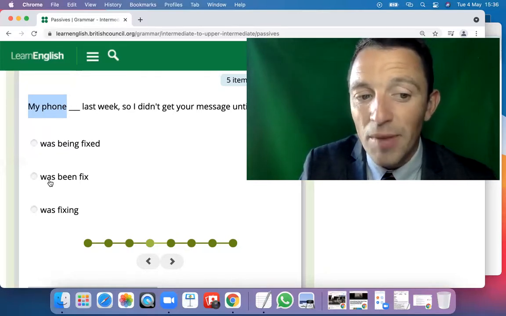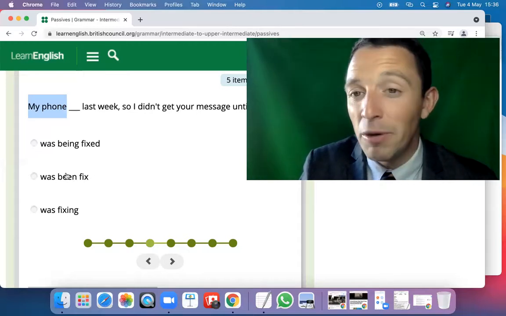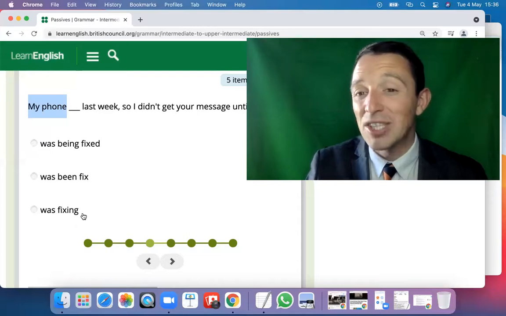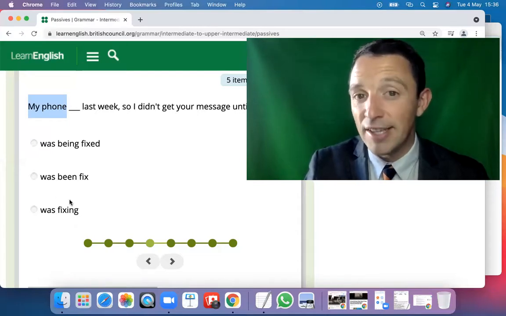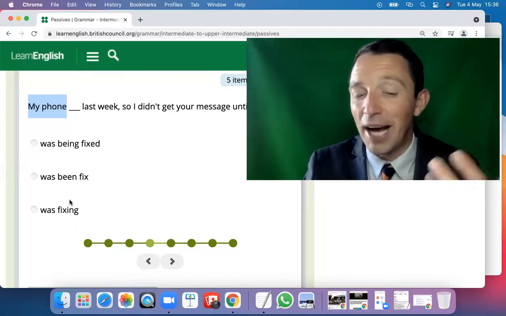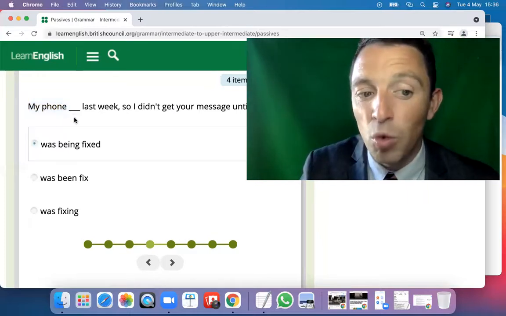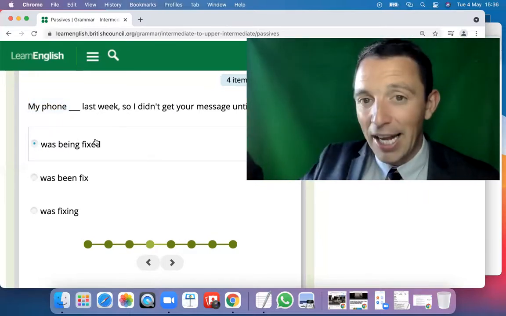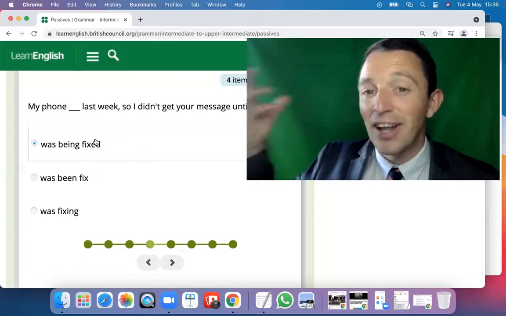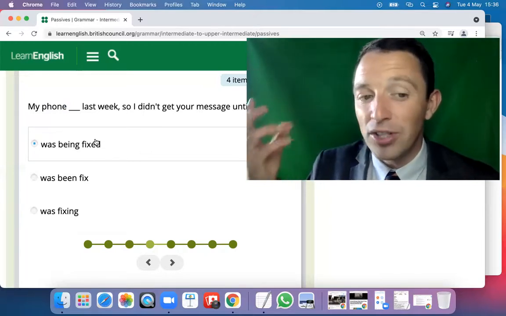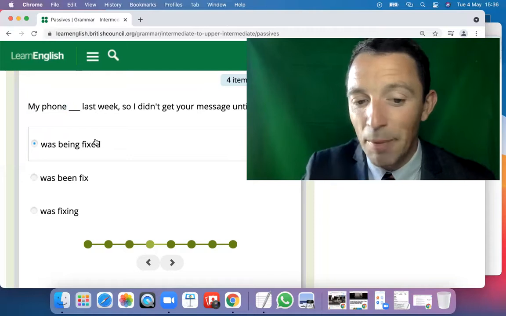The second one is not possible, it's not correct, because fix is the infinitive and we have the verb to be, so it's not appropriate. And the third possibility is the past continuous of the verb fix. I was fixing, so it's not the passive. So for me, I think the first option is the best. My phone was being fixed by the mechanic, by the technician, but it's not necessary to say the technician. It's not necessary to say the person. For me, the first option is the best.